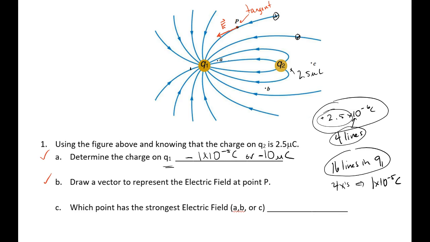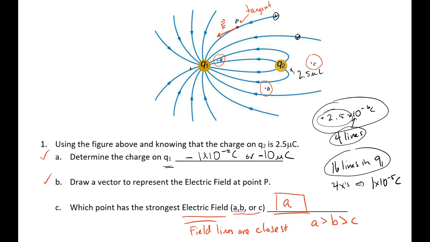So check for A, check for B. Part C, which point has the strongest electric field? We know that the strongest electric field happens when the field lines are the closest. We're looking at A, B, or C. A is right there, B is right there, and C is right there. It looks like the field lines are closest at A, so I'll say A. If I was to rank them, I would say A is the greatest field, followed by B, followed by C. Because for B, the lines are pretty close together, but not as close as they are for A, and C is not really near any lines. So we would expect A to have the strongest field.